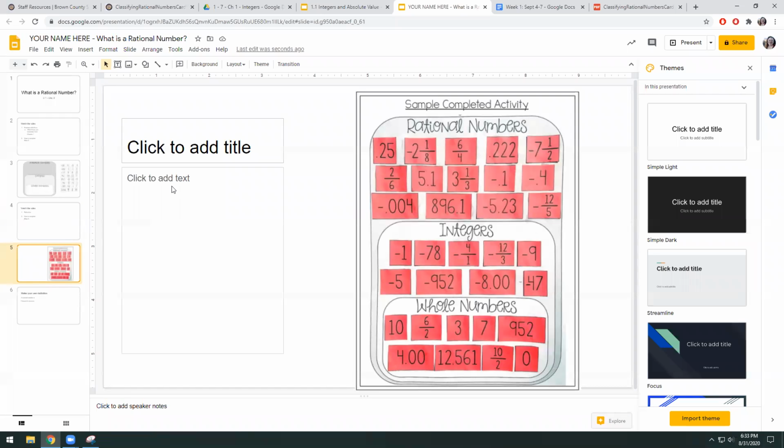So this should be what your completed slide number 3 looks like. This is just a sample of it. You should have put any whole numbers, so any counting numbers that are positive, in the whole numbers, any counting numbers that are negative into the integers, and then we've got a lot of fractions and decimals in the rational number category. So I want you to take a good look, see if you have any questions about the placement of these numbers that I have here.